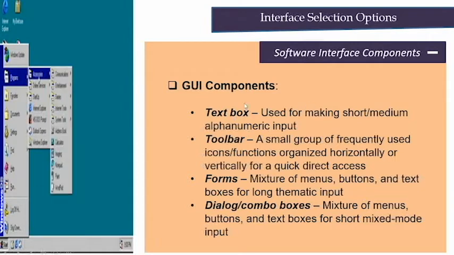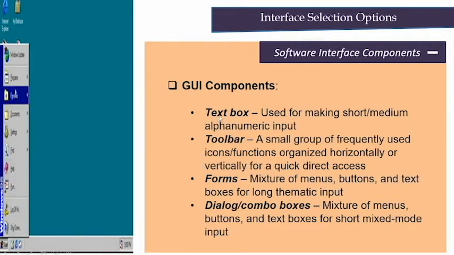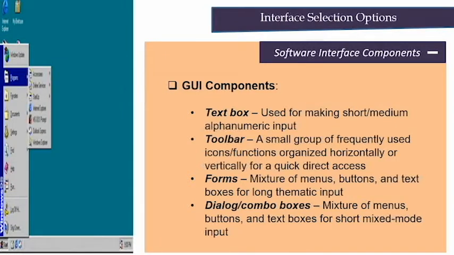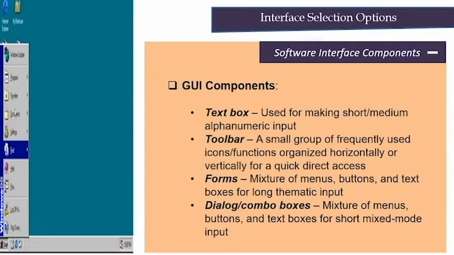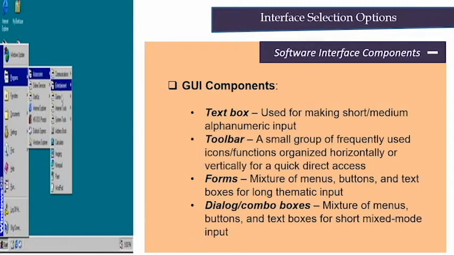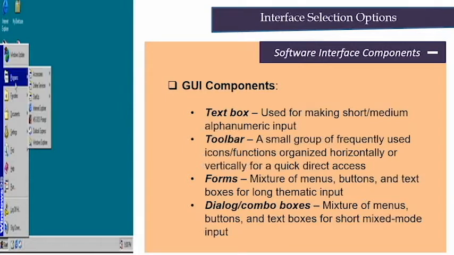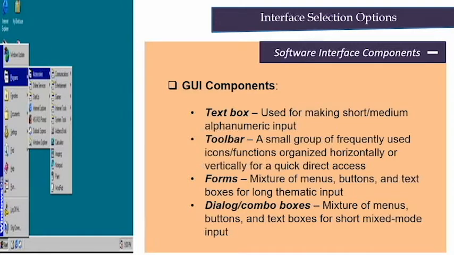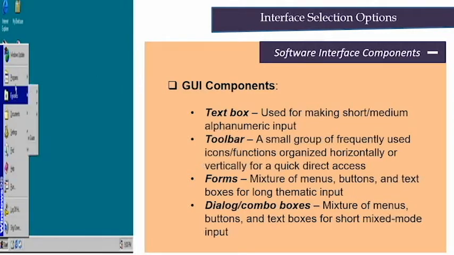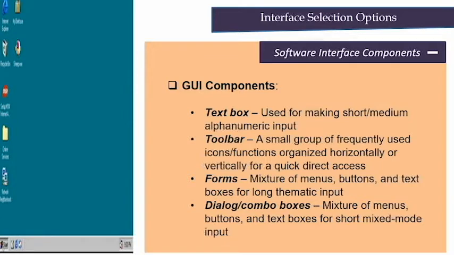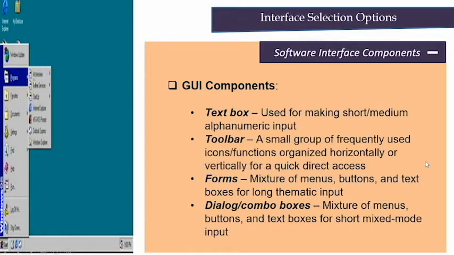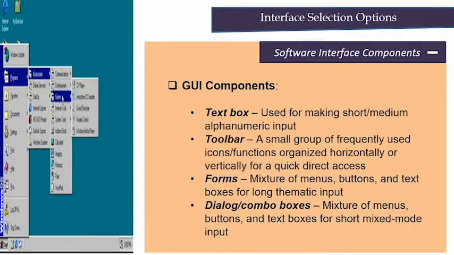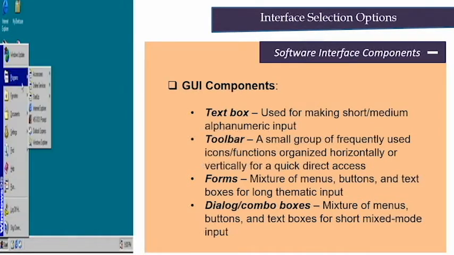So we have the following components. Text box, used for short, medium, alphanumeric input. Then we have toolbar, a small group of frequently used icons, organized horizontally or vertically. Then we have forms, a combination of menus, buttons, and text boxes for long thematic input. Then we have dialogue and combo boxes, a mixture of menus, buttons, and text box for short mixed mode input.